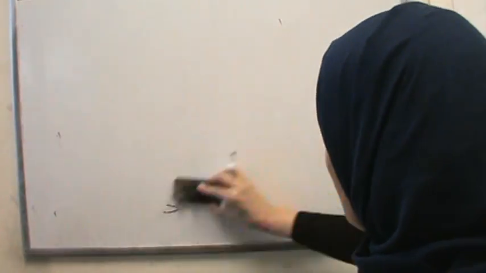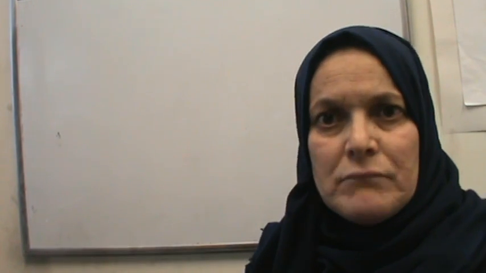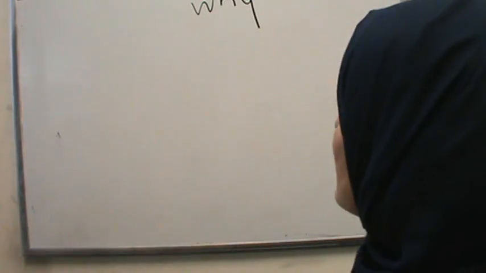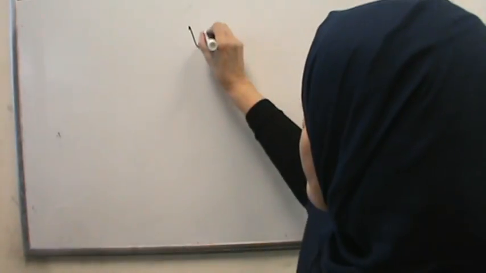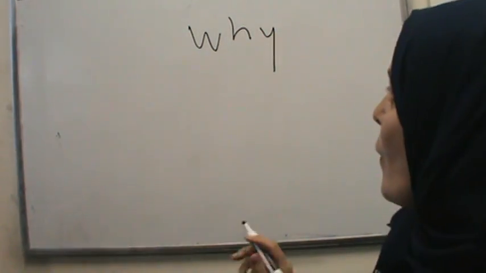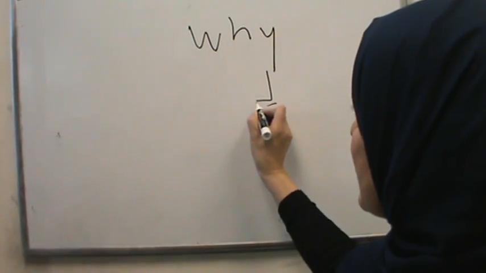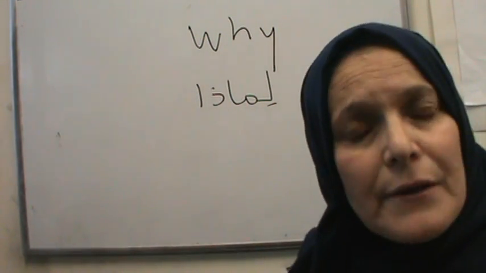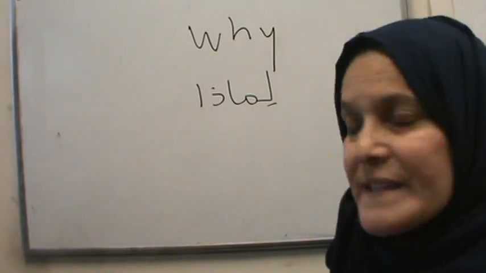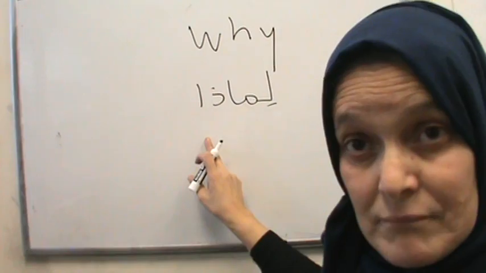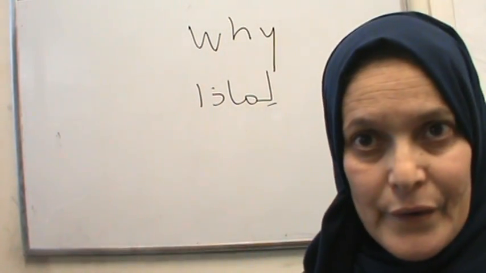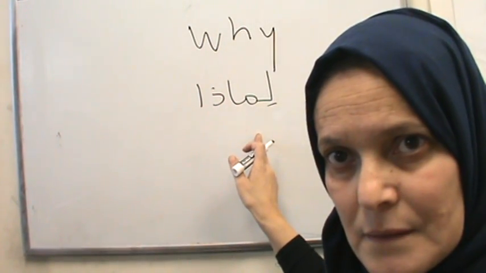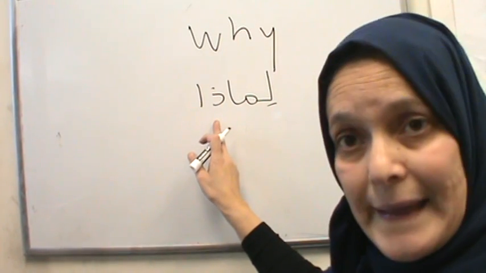Okay. Now, why? Why? لماذا. And actually, if you ask me how, it's a combination of for what. Because the li is also for. And ماذا, it's what with the verb. So like for what, لماذا is why.